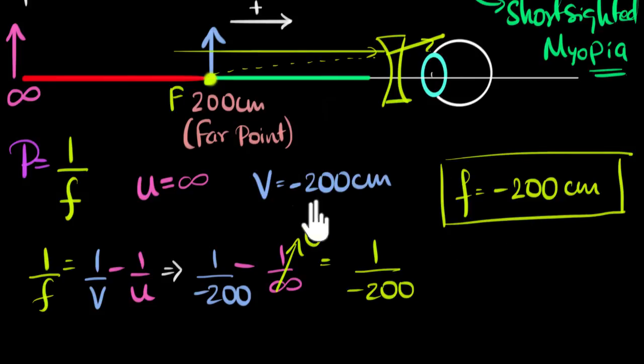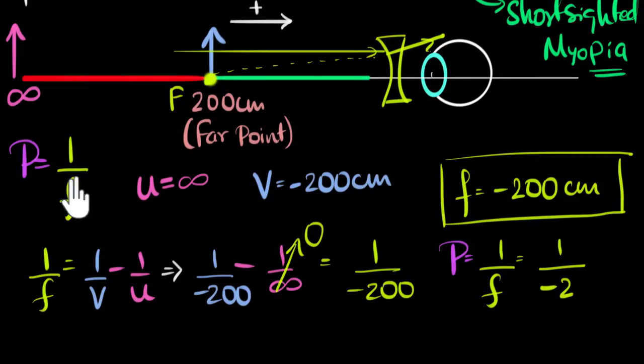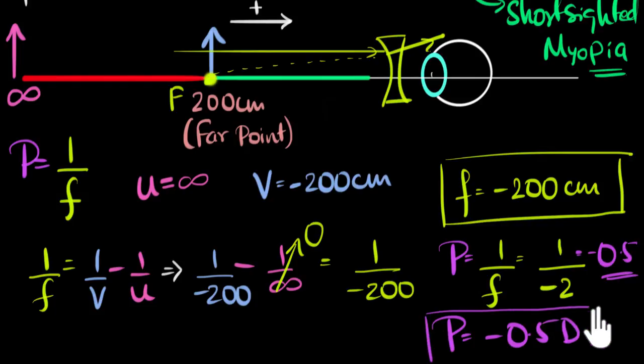All right, but what we are asked is the power. So the power is just the reciprocal of the focal length, and we need to keep this in SI unit. So that's meter, so let's do that. 1 divided by minus 200, 200 centimeter is 2 meters, so minus 2. So the power is minus 0.5 meter inverse, which we also call diopters. So power is minus 0.5 diopters. So what we would do is we would give Suresh a prescription writing that he requires a lens of negative 0.5 diopter power. That negative sign itself is telling us it's a diverging lens.